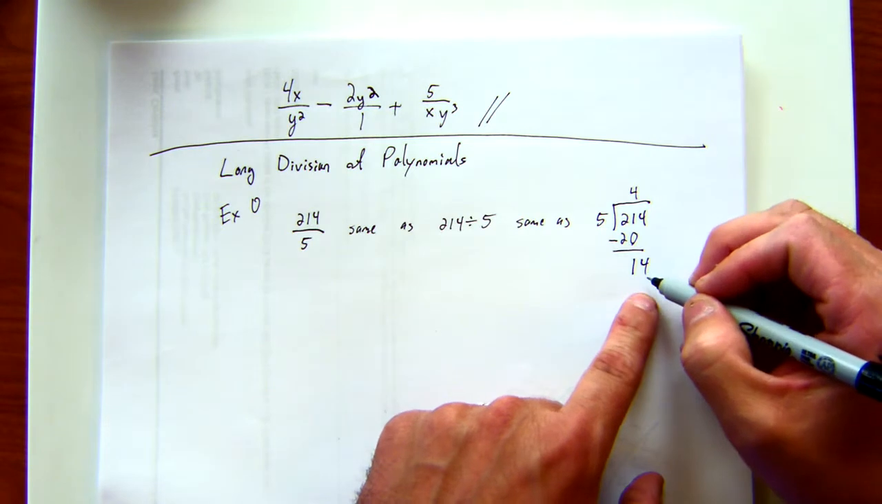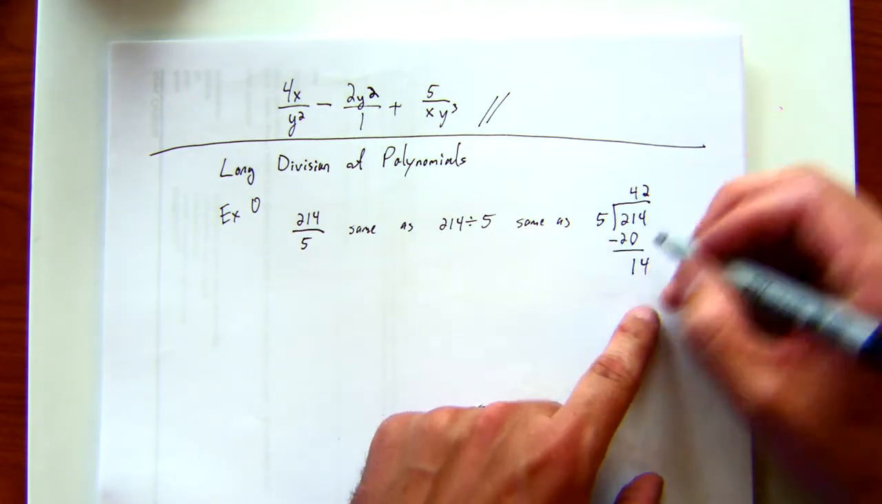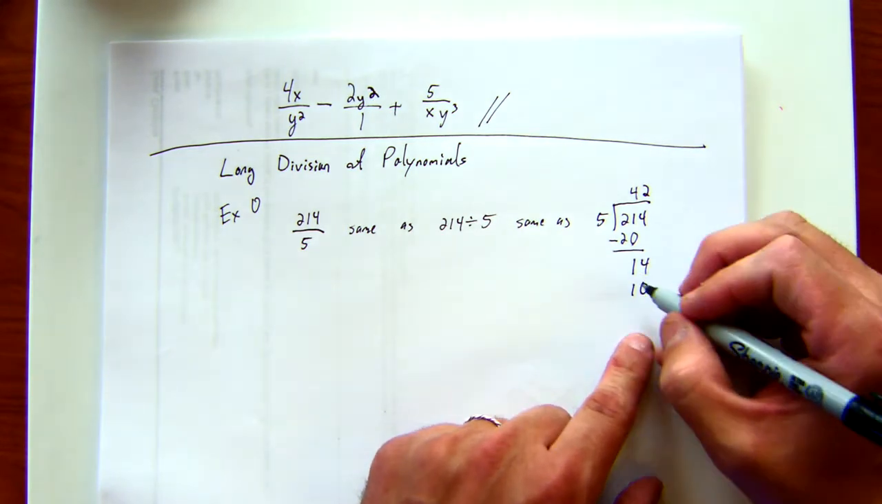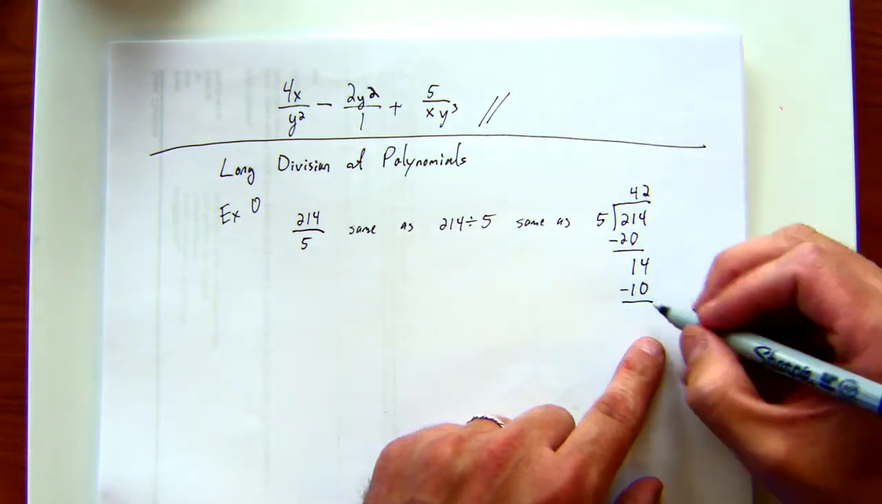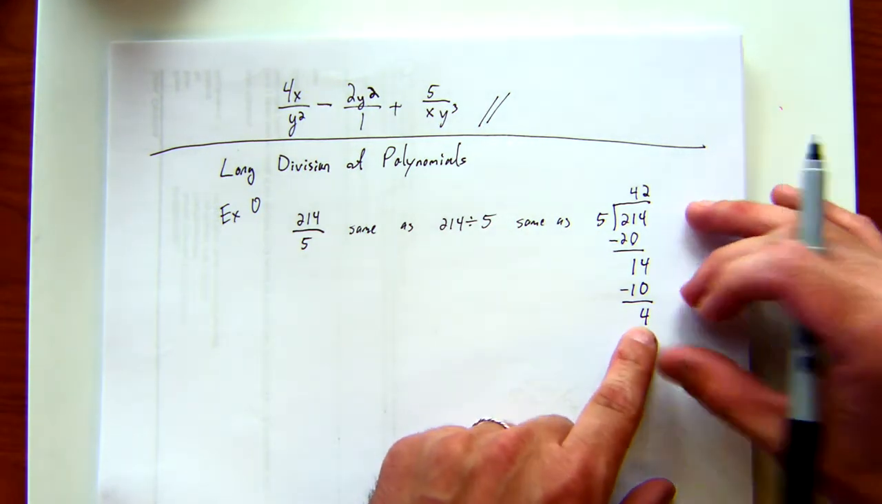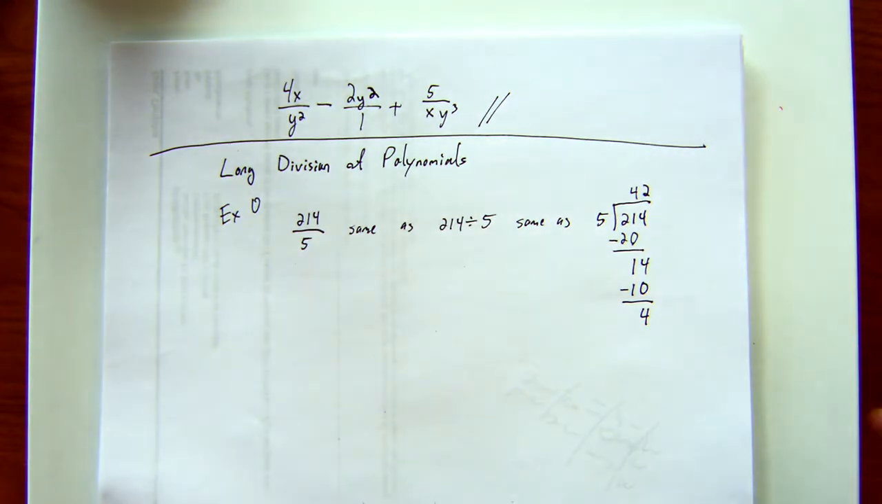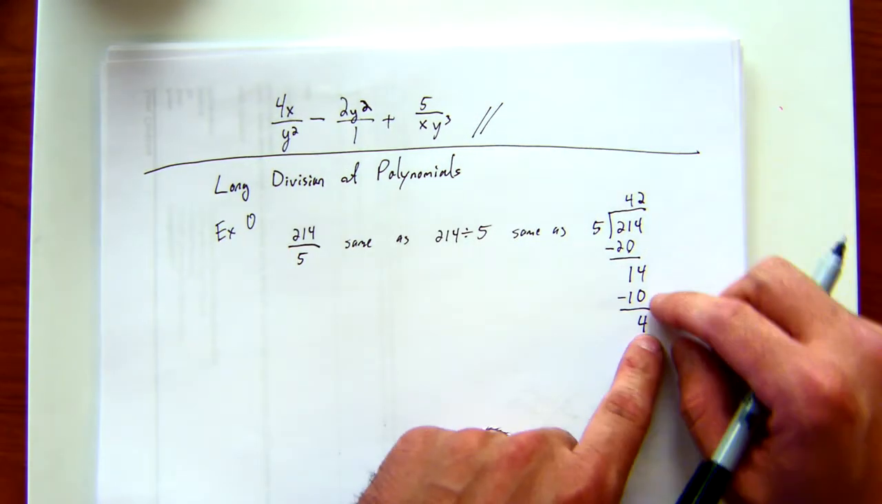5 will go into 14 how many times? 2. 2 times 5 is 10. Then again I subtract. Now I bring down the 4. Now, if I wanted to go ahead and figure out what a decimal is, I would do a point and a 0 and bring all that down. But suppose I didn't. Way back, probably 3rd grade.